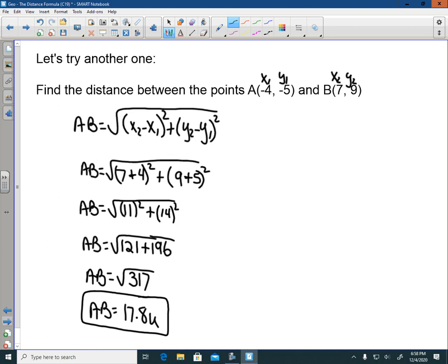So you can see that you can do this. It's kind of like the midpoint formula. Identify those numbers, x1, y1, x2, y2, take those and put them in the right spot, and then just follow the order of operations. Take care of the parentheses first, then take care of your exponents, then take care of the addition, and at the end, you'll take the square root.